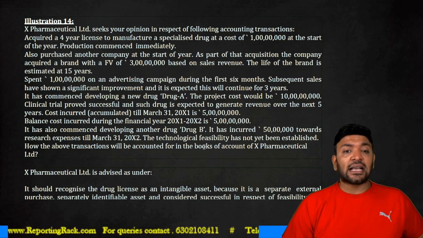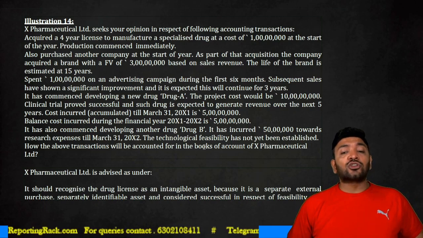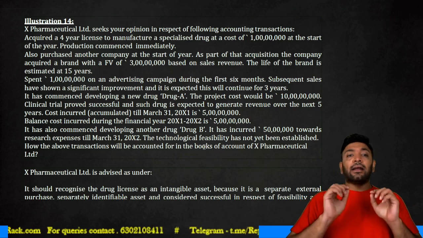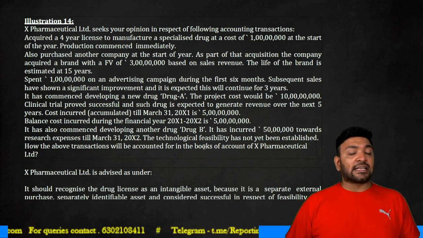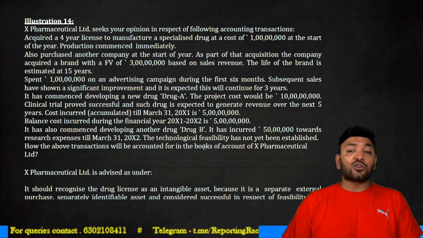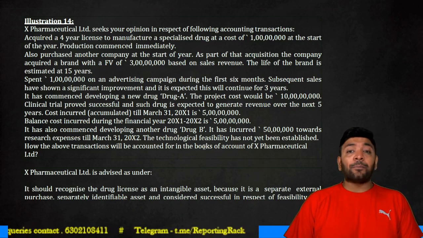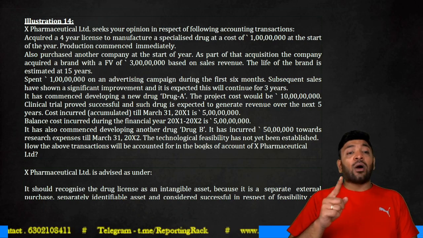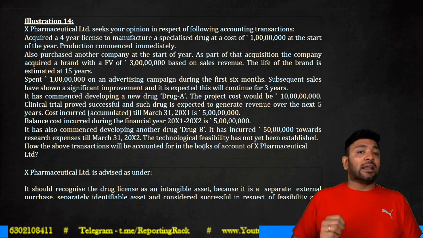How will the above transactions be accounted for in the books of X Pharmaceutical Limited? X Limited is seeking an opinion for the transaction. First one, the license to manufacture a drug has been purchased at a price of 1 crore and it is expected to have a license for 4 years.